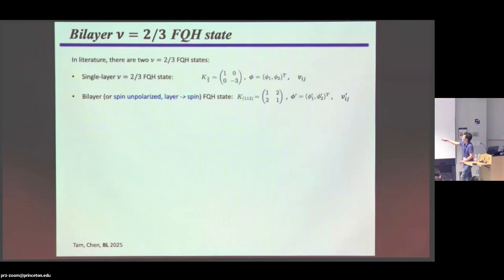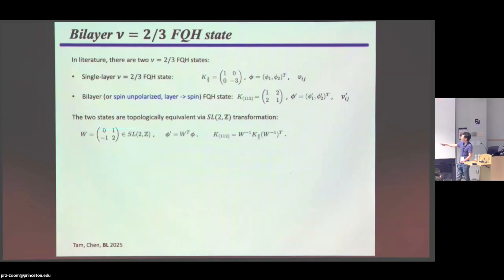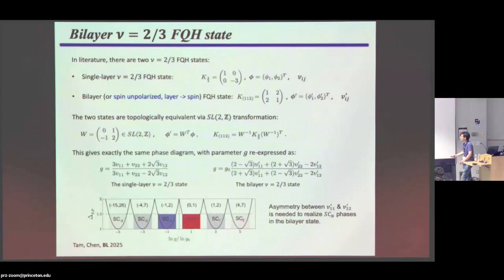Just finally, another comment is that in the literature there are two 2/3 fractional quantum Hall states. The other is known as the bilayer fractional quantum Hall state. But these two states are actually topologically equivalent because they are related by an SL(2,Z) transformation. So basically, all the theory also applies to this bilayer state as well. And here, the layer index can actually be a spin index. It's not necessarily a layer index. It just changes to a different expression for the coupling strengths in terms of the velocity matrix V prime in this bilayer case.